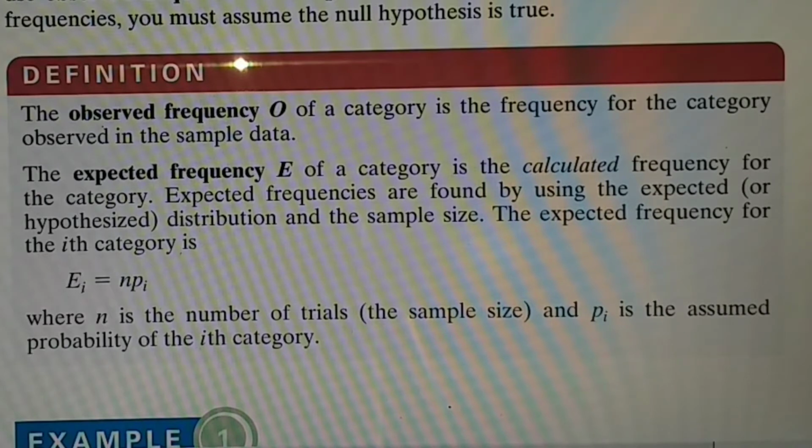In a chi-square goodness of fit test, we have a so-called observed frequency, which is the frequency for the category observed in the sample data, and the expected frequency of a category that is found by using the expected or hypothesized distribution and the sample size. The expected frequency for the ith category is described by the formula E_i = n * p_i, where n is the number of trials or the sample size, and p_i is the assumed probability of the ith category.